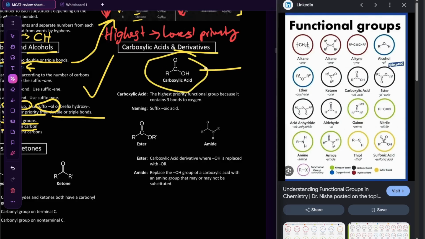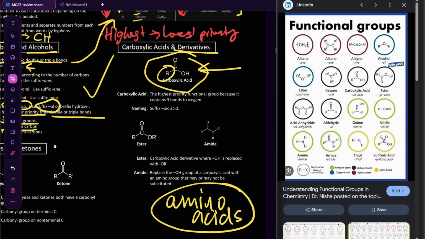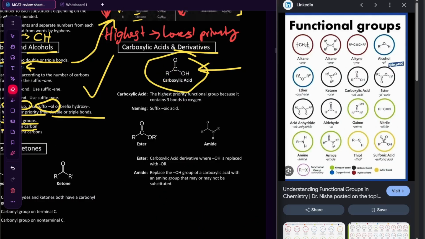So carboxylic acid looks like this. You notice a C double bond O, and then R can be whatever on the side, basically. It's like fill in the blank. Like remember in biochemistry, we were learning about amino acids and their R group. The R group is like fill in the blank, whatever could be there.